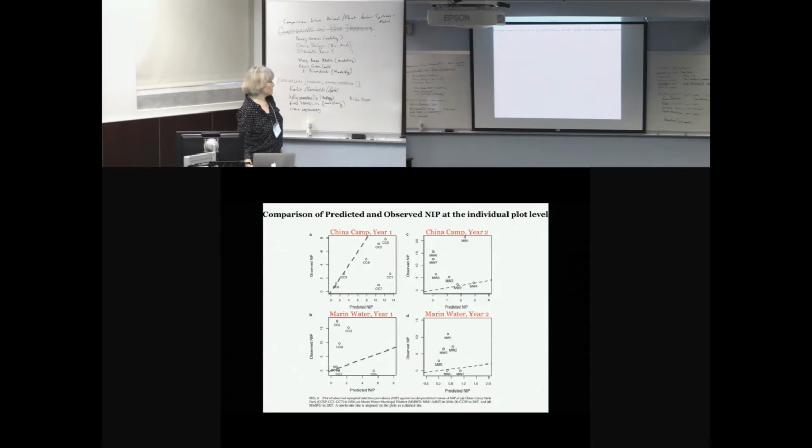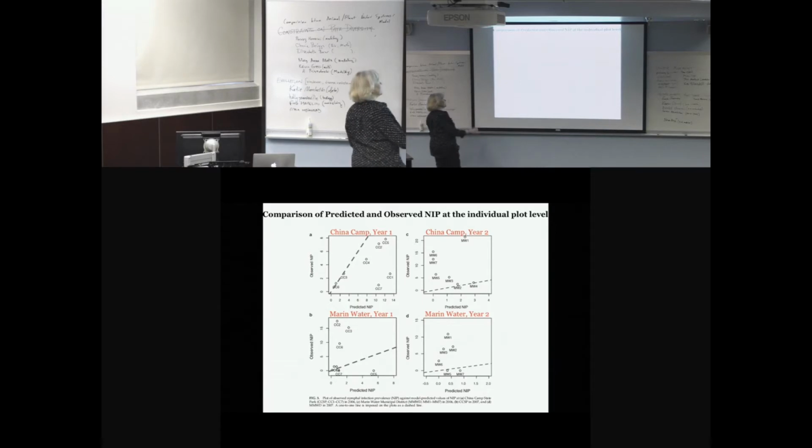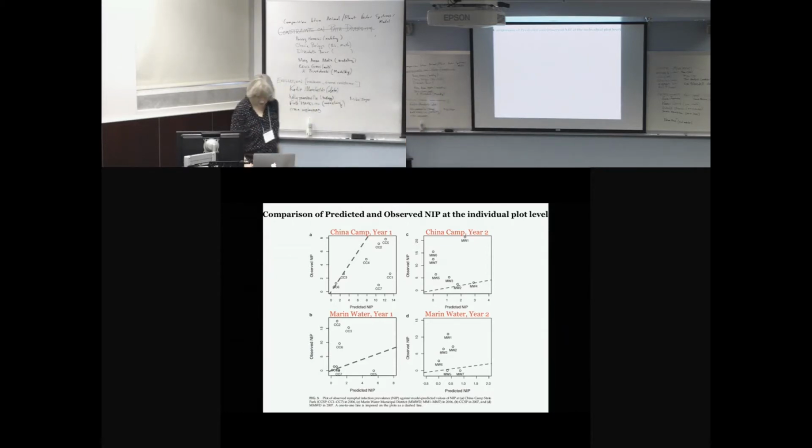And at that individual plot scale, the model doesn't do very well at all. This is looking at, for the different years, each of these points is now one of those individual plots, looking at predicted nymphal infection prevalence versus observed, and it's sort of scattering all over there.